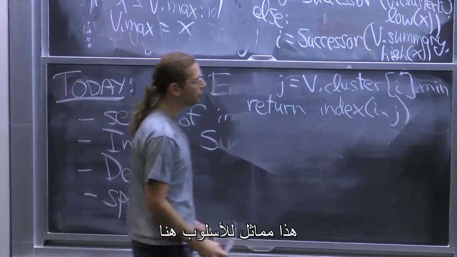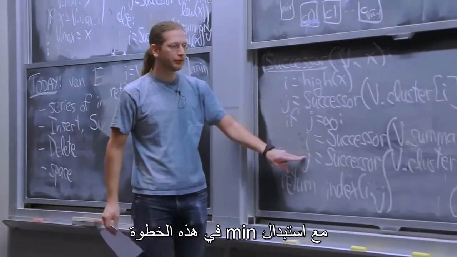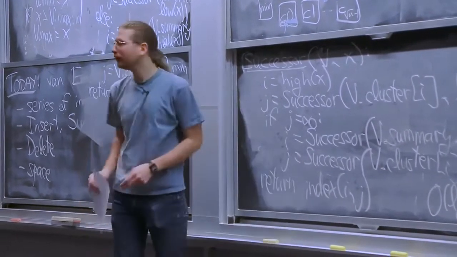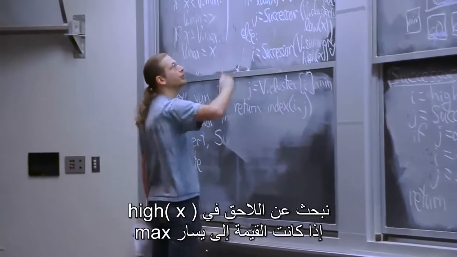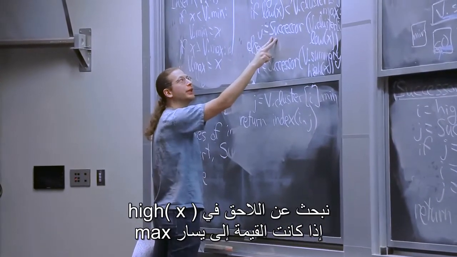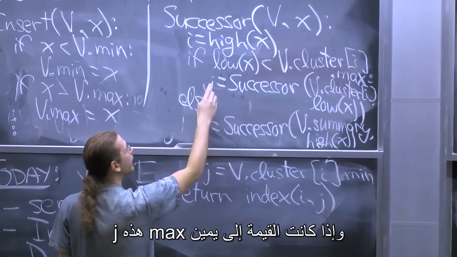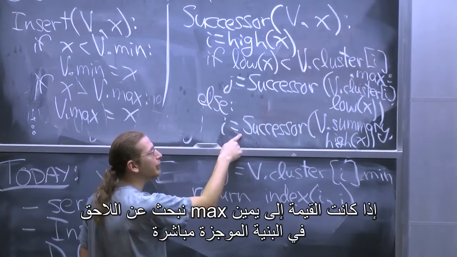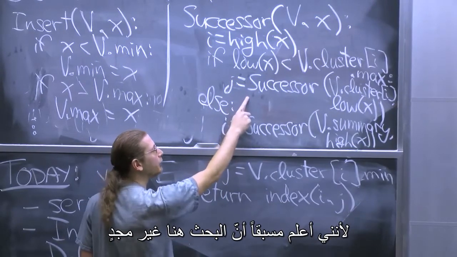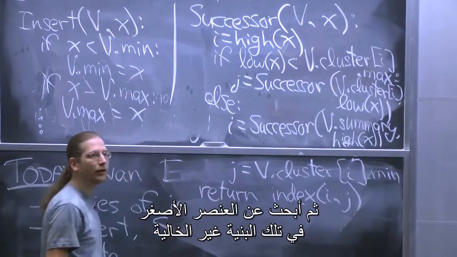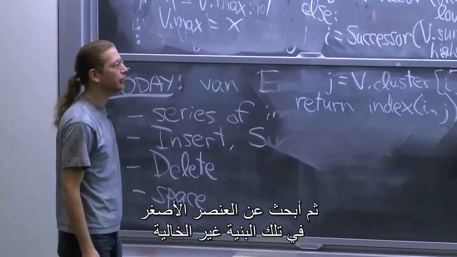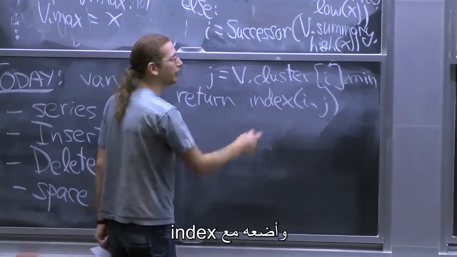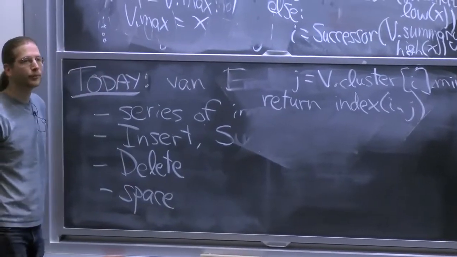Okay, so we're doing essentially the same logic as over here, although I've replaced this step with the min to get rid of that recursive call. But I'm really only doing one or the other of these, using max to distinguish. If I'm left of the max, I do the successor within cluster high of x. If I'm right of the max, then I do the successor immediately in the summary structure, because I know this won't find anything useful. And then I find the min within that non-empty structure. And in both cases, i, j is the element I'm looking for. I put it back together with index. Clear?